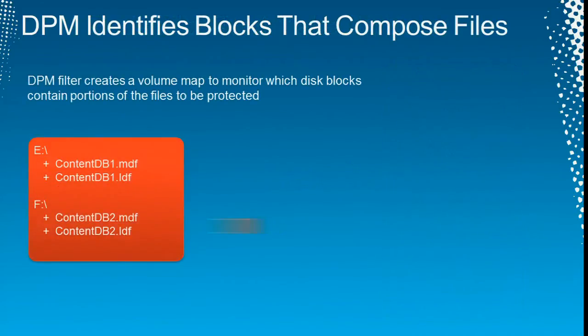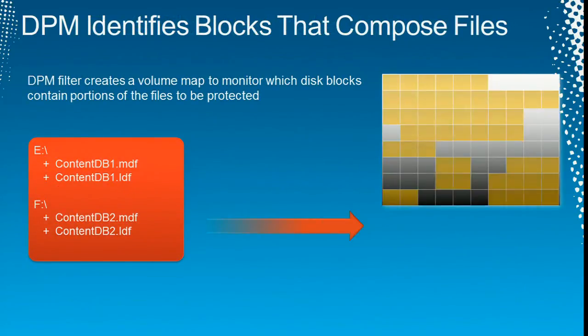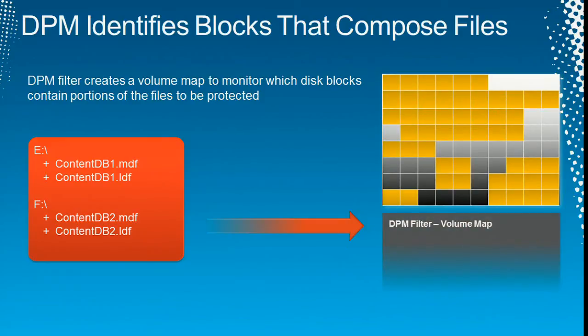So what then happens is that DPM is going to identify the blocks that compose the file. Or in other words, it's going to identify the different blocks that make up the files that make up the data. You're still with me? Let's take as an example a SQL database. I've got some files. It will see the blocks that make the different files that are the entire database. And it will create out of that a bitmap, a volume map.